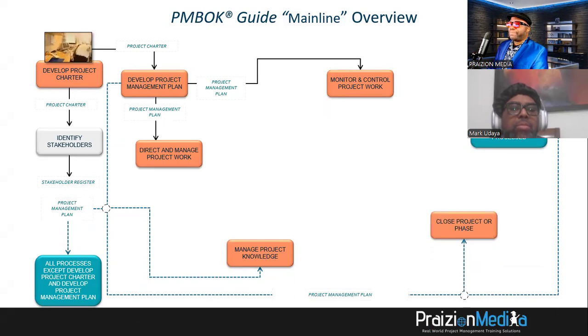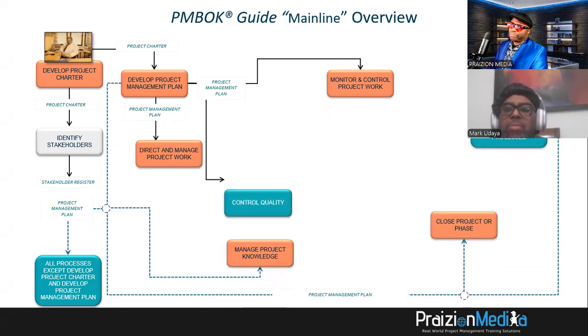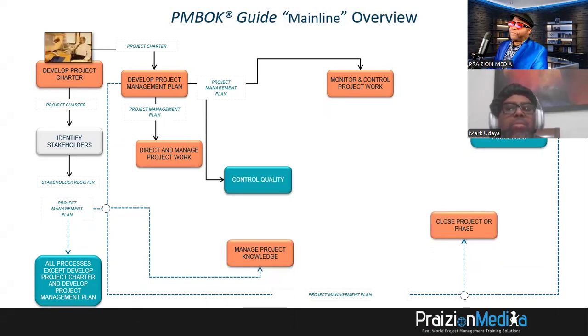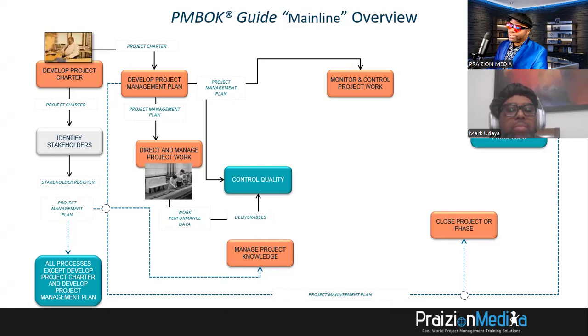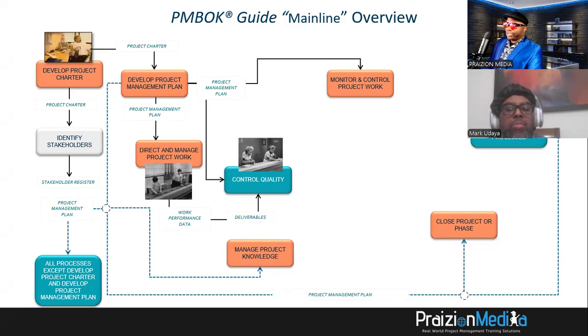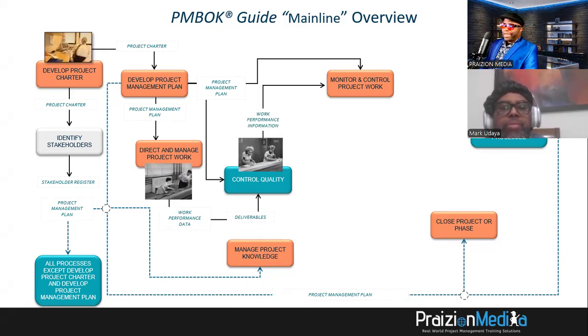But the project management plan feeds closing the project or phase, it feeds the controlling of quality. As the work is being done, you're going to get work performance data from direct to managed project work, and you're going to get deliverables. Now, those deliverables, they need to be checked in control quality. And part of anything in monitoring and controlling is you getting work performance information. This feeds monitor and control project work.